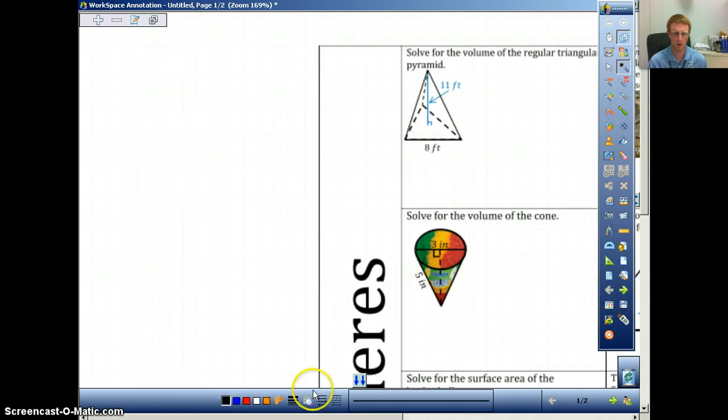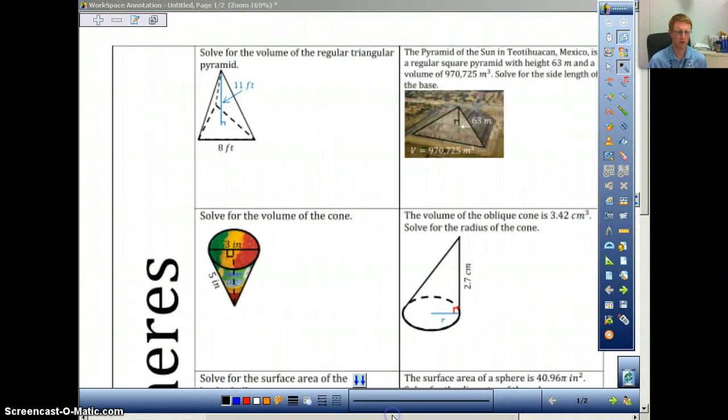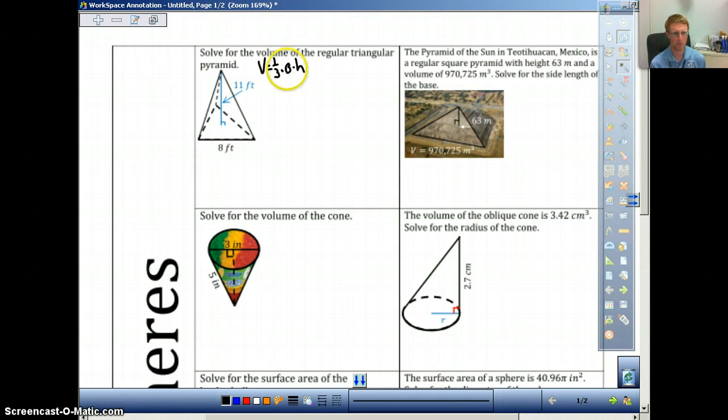Okay, so let's just go right into a couple of examples, because this is pretty much the same as what we were doing before. But there are things that make this a little bit more difficult. When we're dealing with a pyramid here, again, the idea is we know that our volume formula is 1/3 times big B times h. But we need to identify what our big B is. Remember, capital B means base. So what is the area of our base?